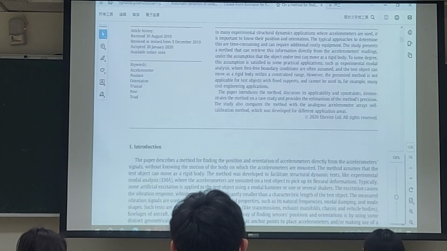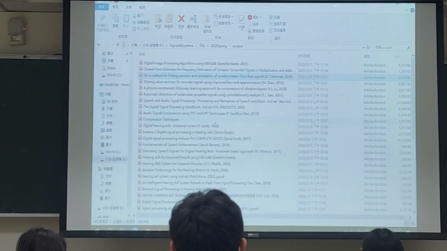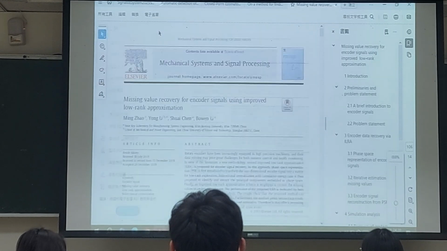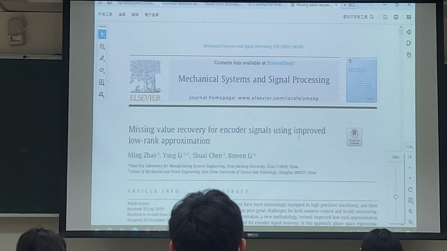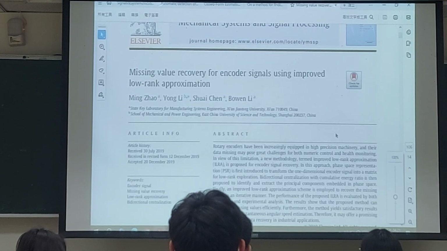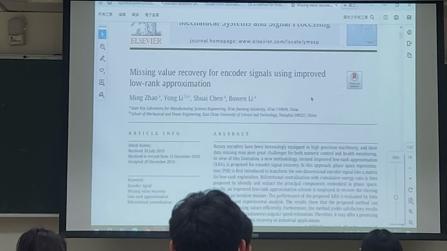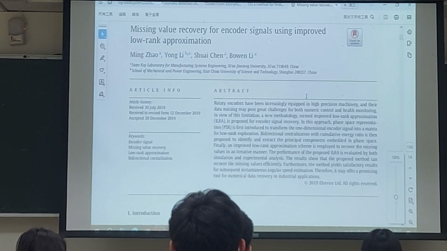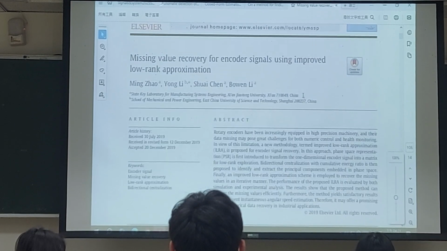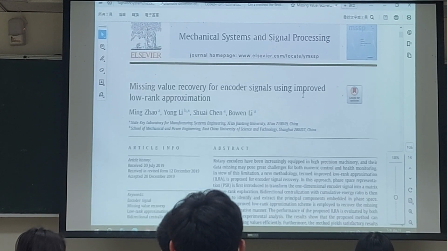So this is another topic. And also, this one. Missing value recovery of encoded signals using improved low-rank approximation. This is also a very interesting topic. Now, what I'm trying to ask you is to recover the results given by the paper.